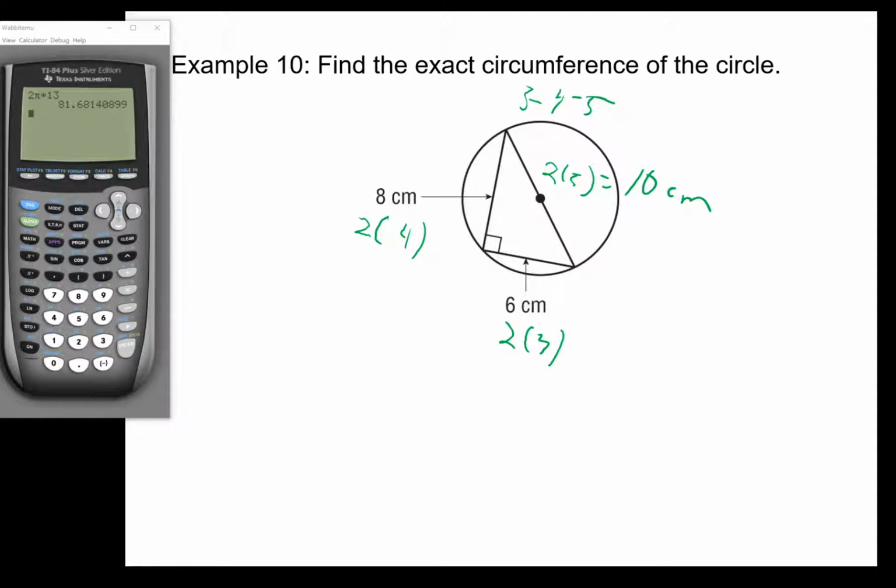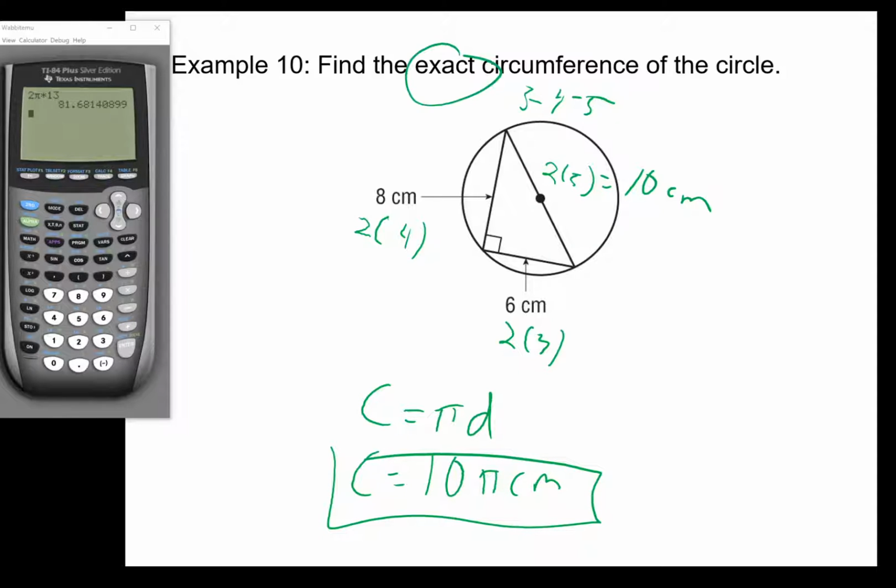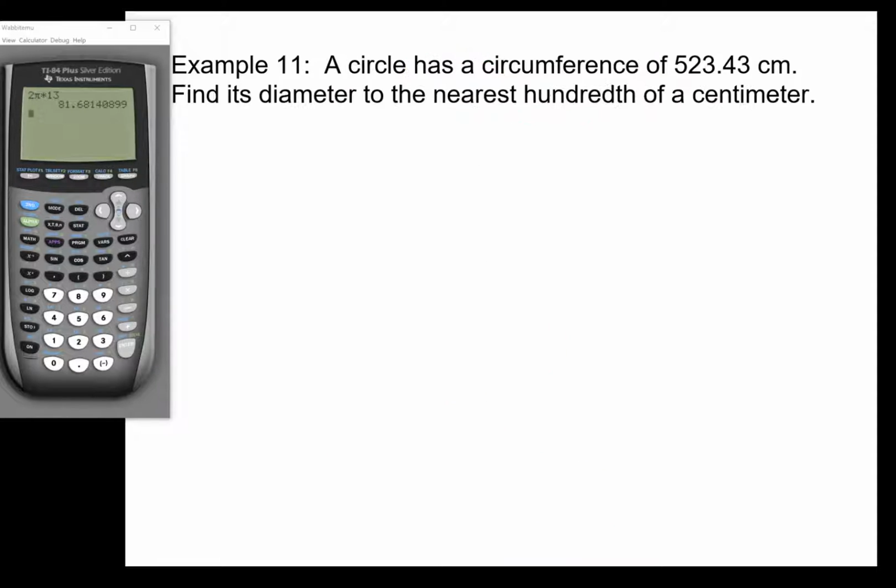Now I'm going to use my C equals pi d formula. Since I have the diameter, I'm using the diameter version. So C equals pi times 10, so 10 pi centimeters. Since it says exact, I'm leaving it as 10 pi centimeters, and I am done. Again, I know it rubs you the wrong way. Get over it.